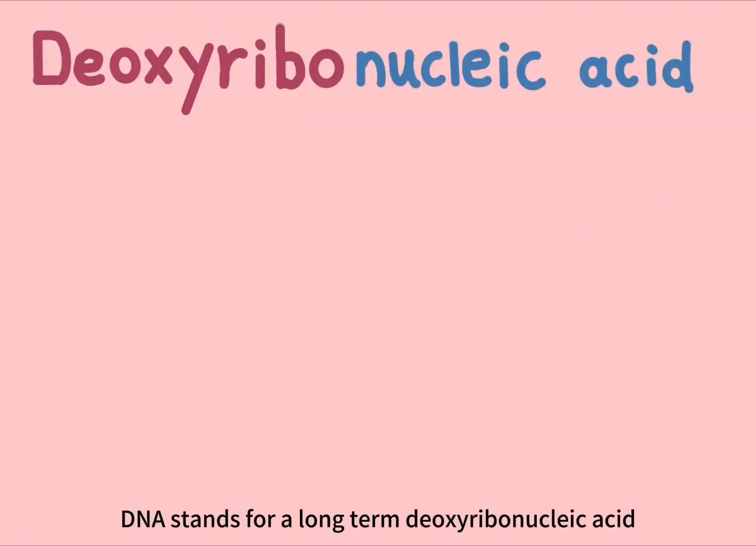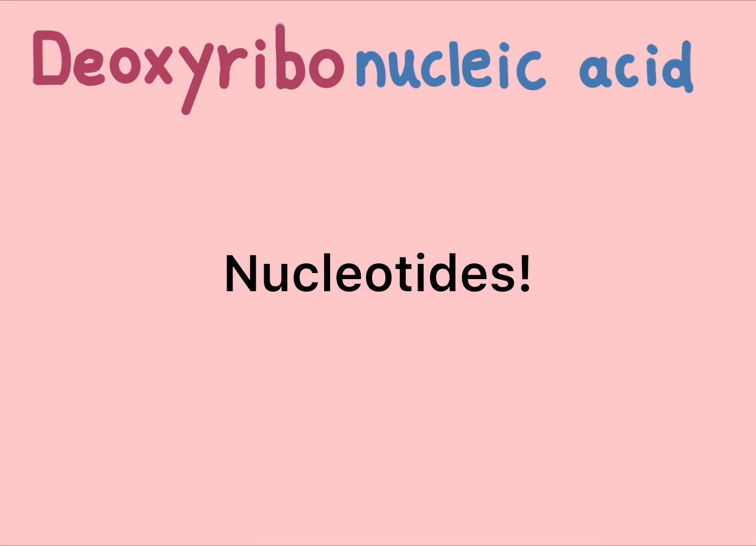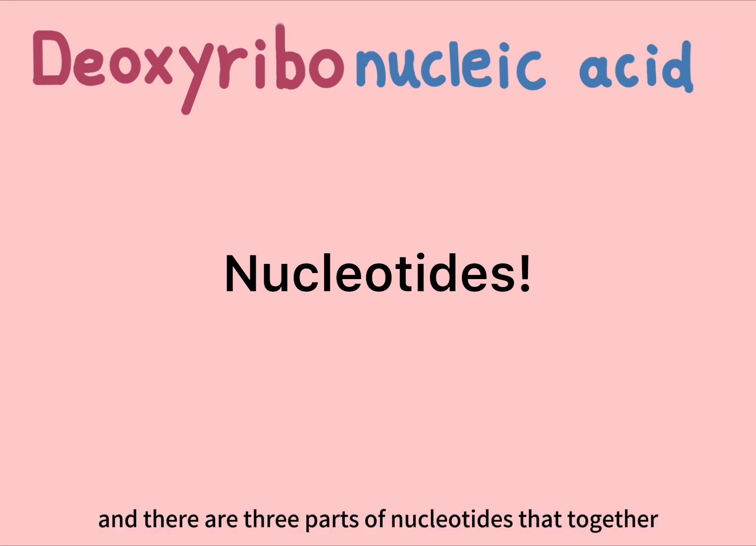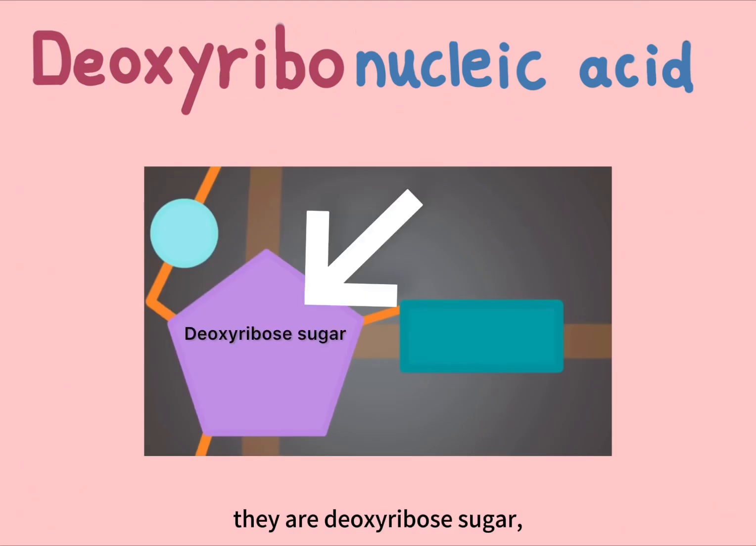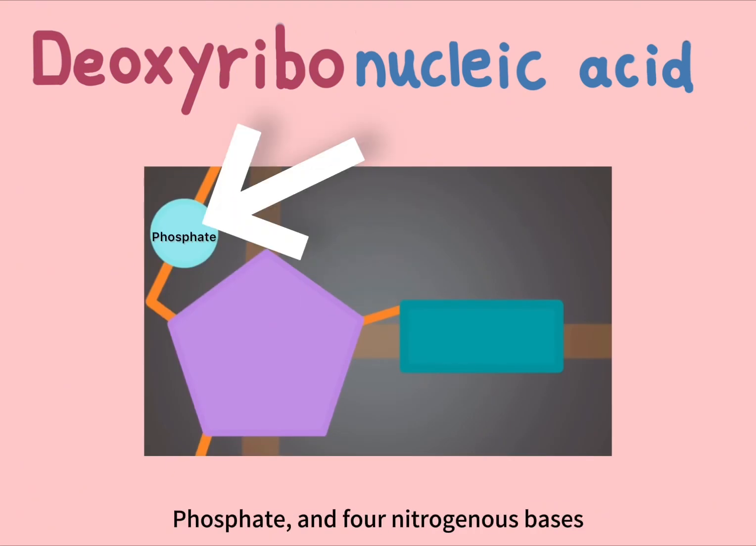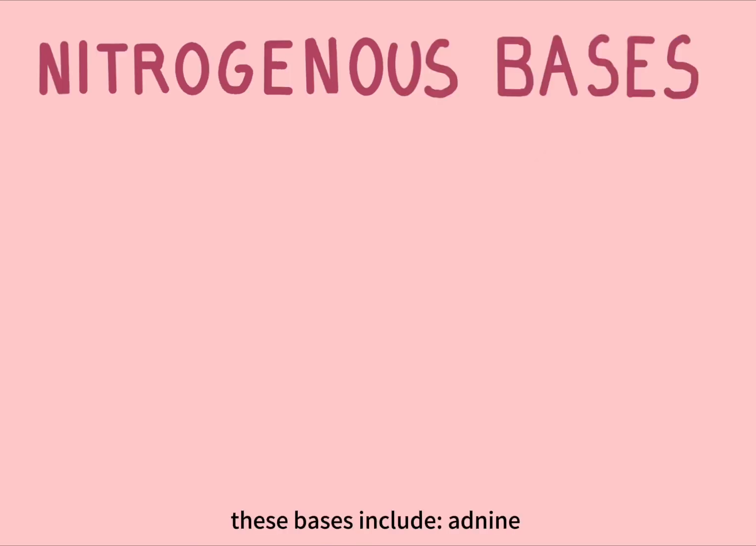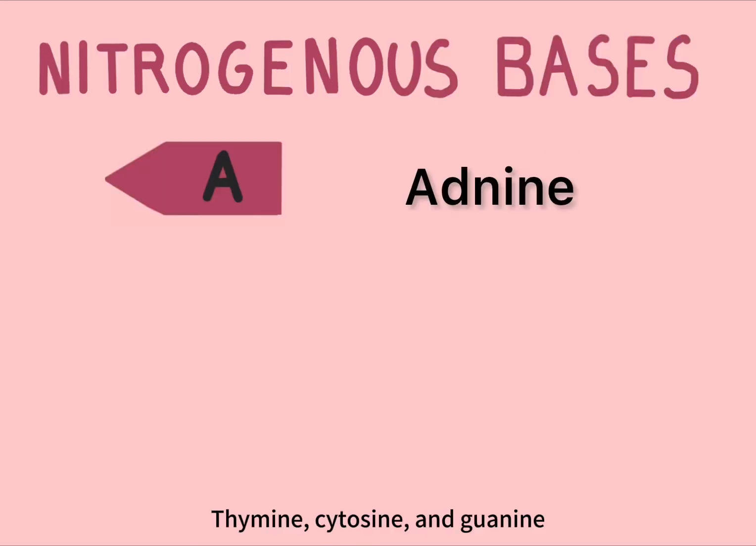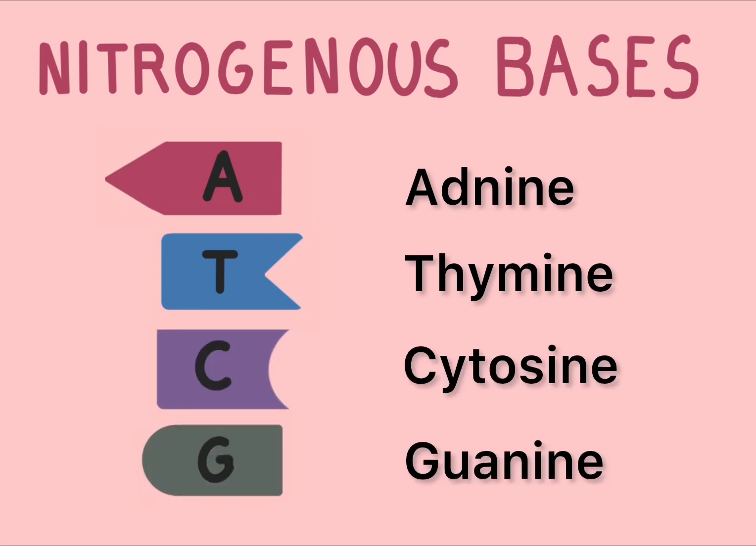DNA stands for deoxyribonucleic acid. It is made of nucleotides, and there are 3 parts of nucleotides that together make up DNA. They are deoxyribose sugar, phosphate, and 4 nitrogenous bases. These bases include adenine, thymine, cytosine, and guanine. These 4 bases together play a big role.